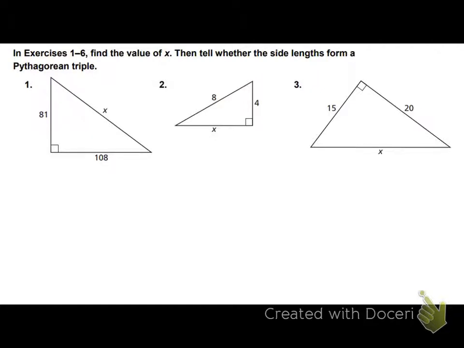All right, so we're going to use the Pythagorean theorem here in these examples. Find the value of x, then tell whether the side lengths form a Pythagorean triple. So we have 2 sides in a right triangle. We need to find the third. We're going to use the Pythagorean theorem. A squared plus b squared equals c squared.